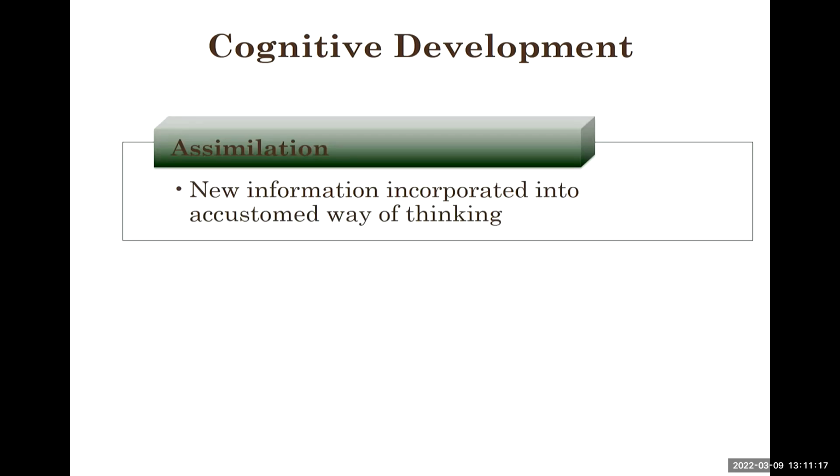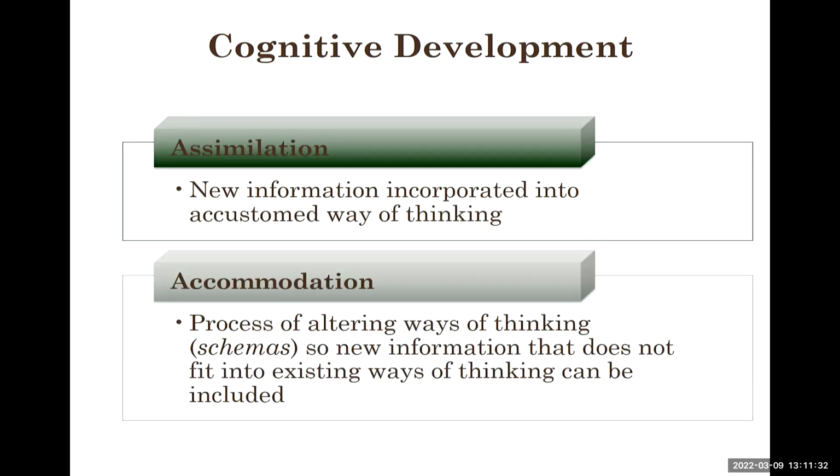There are two important concepts about cognitive development. One is assimilation, and that's when we incorporate new information into our current way of thinking. Okay? We assimilate it. We put it in the way we're already thinking. Compare this with accommodation, which means changing the way we think, or changing your schema. Some things are so new that we can't fit them into our current schema.